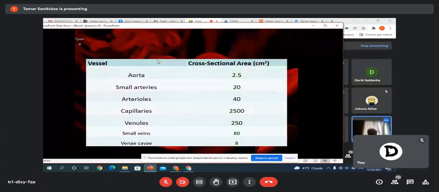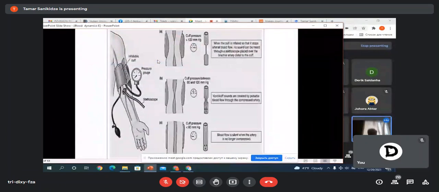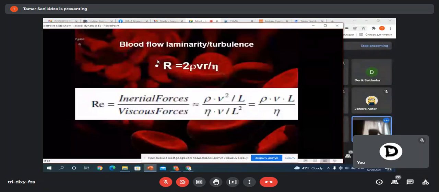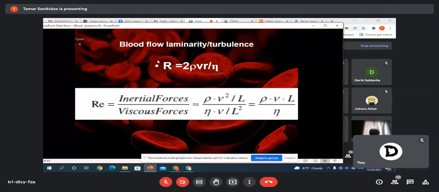In the aorta, where is the maximal speed of the flow? In the beginning of the vessel, in the aorta. In the aorta, due to the highest speed, the flow will be what kind? Turbulent. High speed, turbulent.